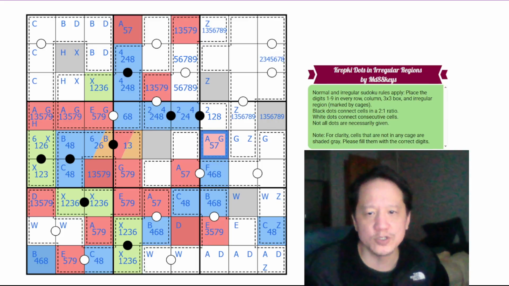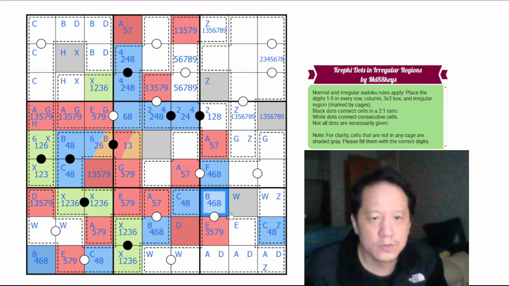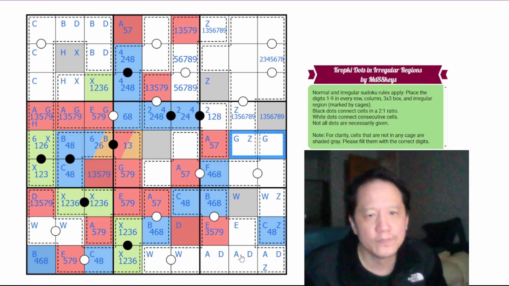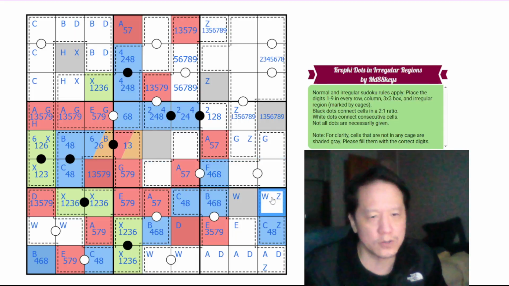It cannot be G. So this is not G. G is one of these two, because this is G here, which means none of these can be G, because it's 5, 7, or 9. One of these is G. G has to be one of those two. We need a G in this region, so G is either here or here.